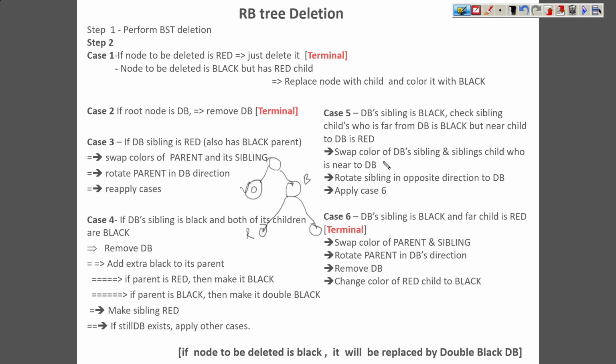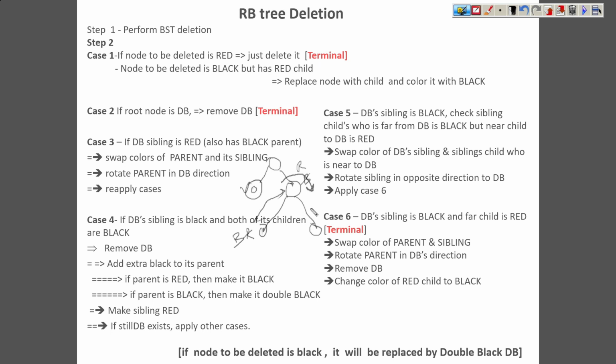So what is required? Swap the color of the DB's sibling and the sibling's child who is near to DB. So now we have to swap the color of these two, meaning this black becomes red and red becomes black. This is one step. The second step is to rotate the sibling in the opposite direction to DB. So we rotate from here. When you rotate, this node becomes a child, and this becomes a parent. And actually, we are now in case number 6.